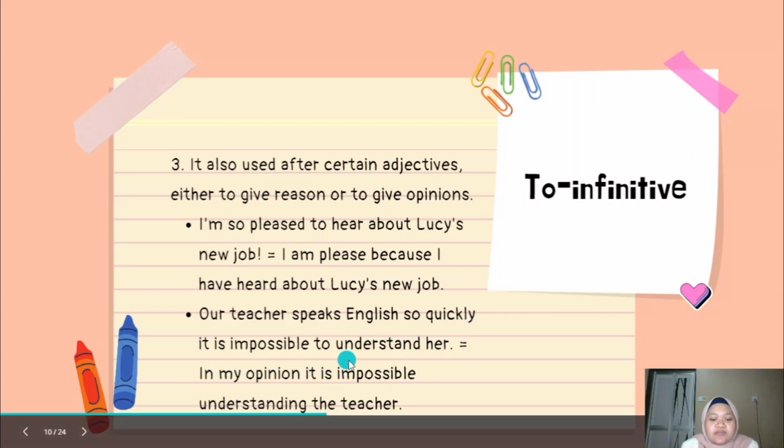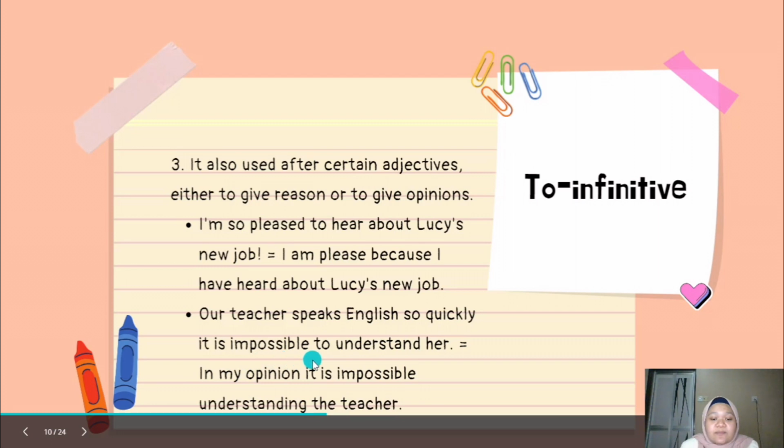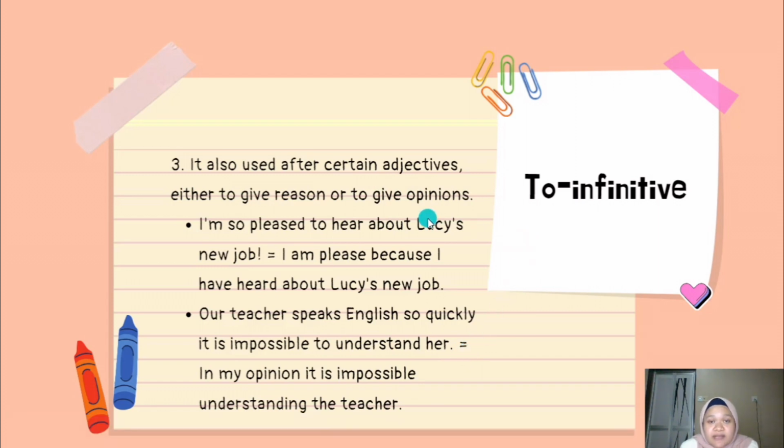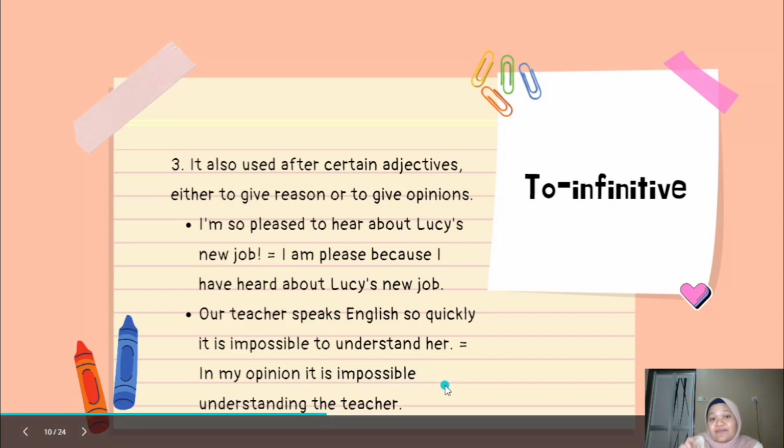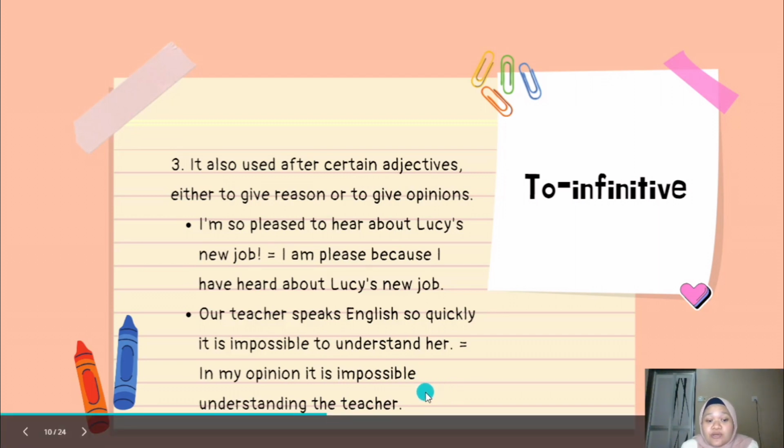Second, our teacher speaks English so quickly. It is impossible to understand her. How are you going to change it to make it an opinion, right? So the sentence will be slightly different, but it still has the same meaning, which is: in my opinion, it is impossible to understand the teacher.